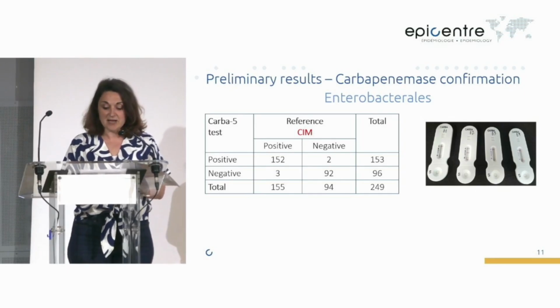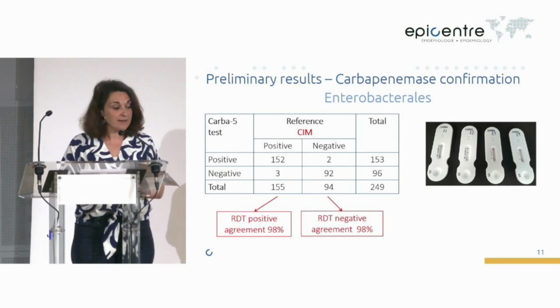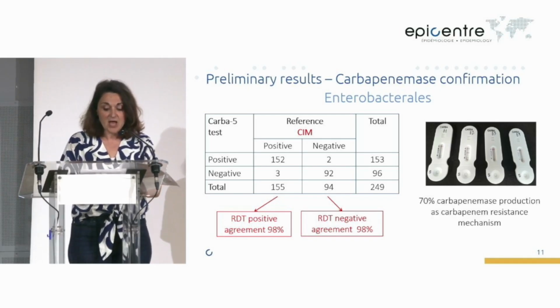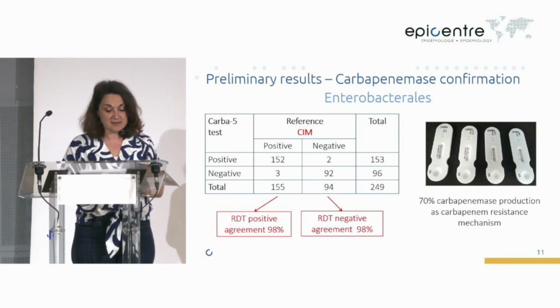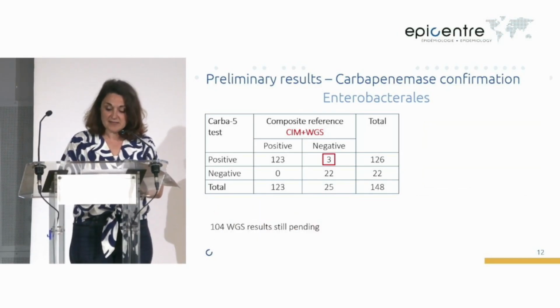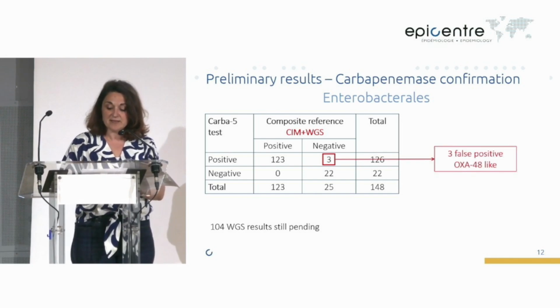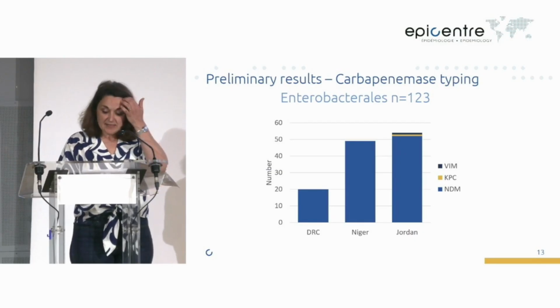Here are our preliminary results, and so comparing the rapid test and the CIM method shows that it's in good agreement, both for positive and negative tests. Now, some 70% of these bacteria produce carbapenemases that contribute to resistance. Now, if we look at sequencing, the agreement is still good. However, there are 3 false positives with the Carba5 test.